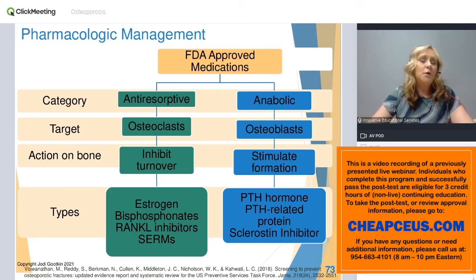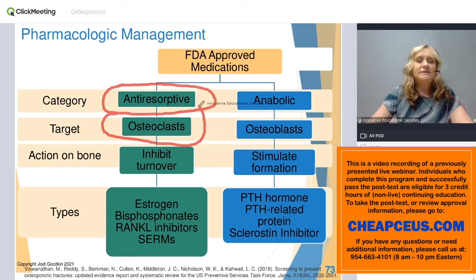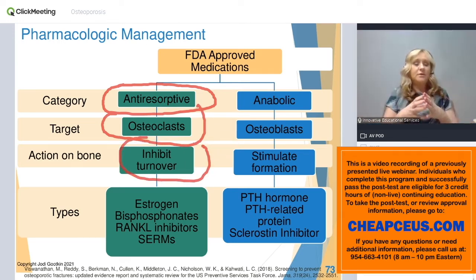The goal is to help the bone better withstand the different forces placed upon it. First category are our anti-reabsorptive agents. These are going to target our osteoclasts in order to limit the turnover of the bone and stop that breakdown of the bone itself. Those will be our estrogen, bisphosphonates, RANKL inhibitors, and SERMs.